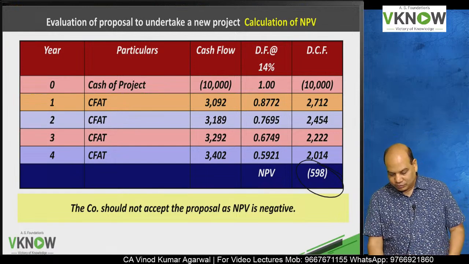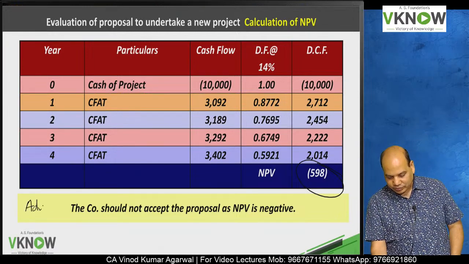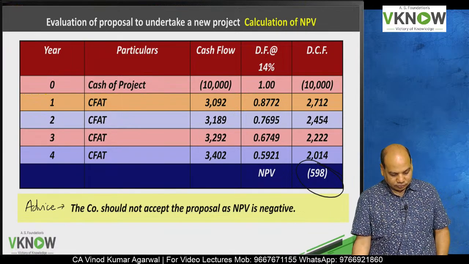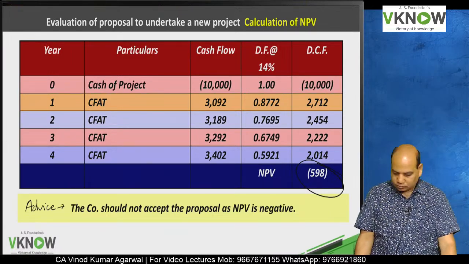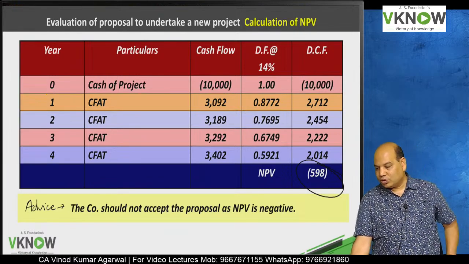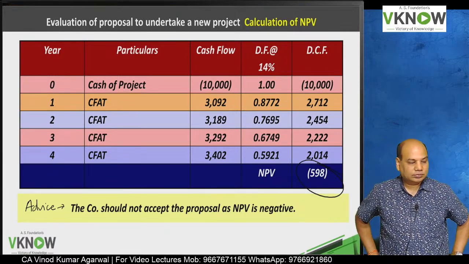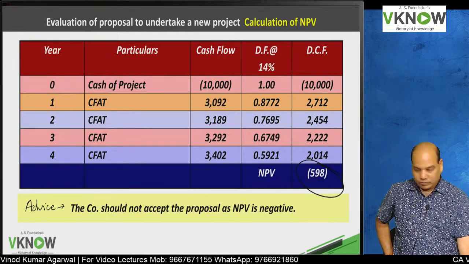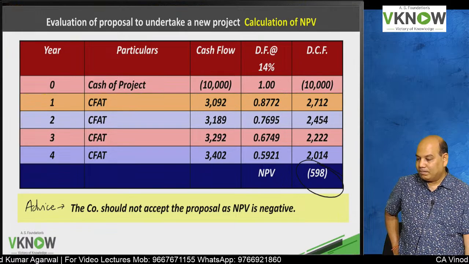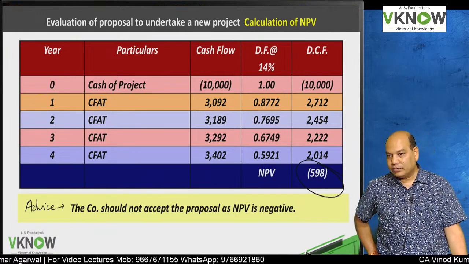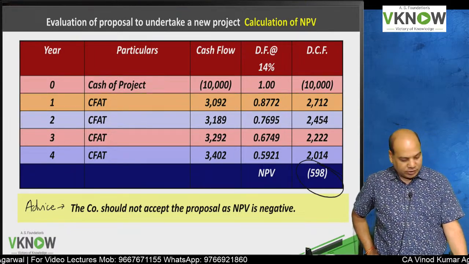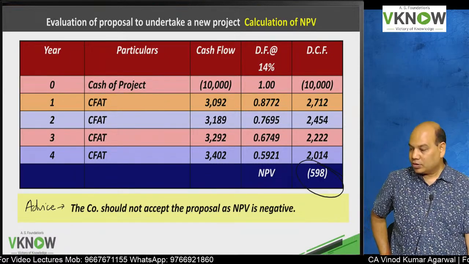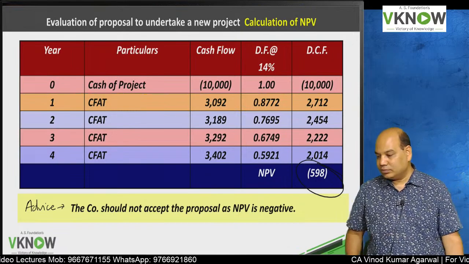So write down the advice. The company should not accept the proposal as the NPV is negative.